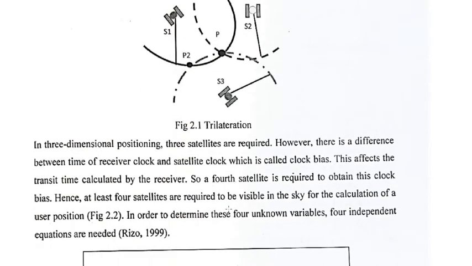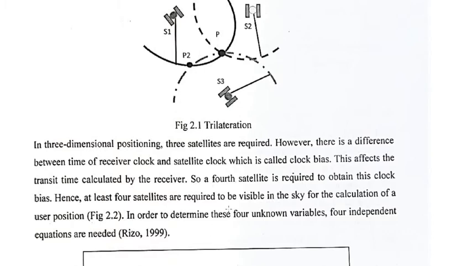So in 3-dimensional positioning, 3 satellites are required, and there is a difference between the time of the receiver clock, meaning the user end, and the satellite clock, which is your space segment, which is called your clock bias. So there will be some difference between the receiver clock and the satellite clock. This affects the transit time calculated by the receiver. So a 4th satellite is required to obtain the clock bias. Hence at least 4 satellites are required to be visible in the sky for the calculation of your user position.